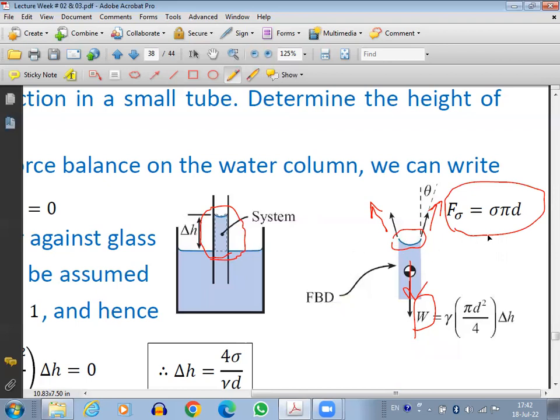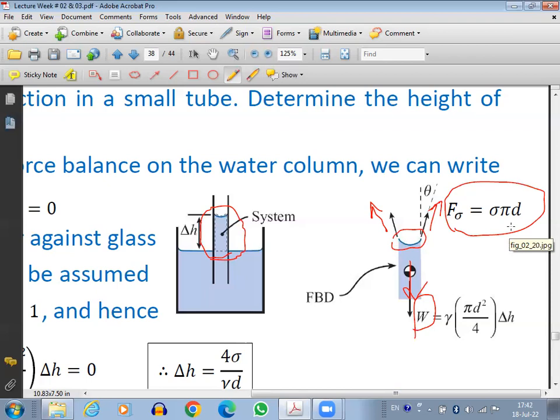So this force will be basically what? Sigma multiplied by length. Length will be what? It is the point of intersection where the water is in contact with the surface. Circumference of the tube.